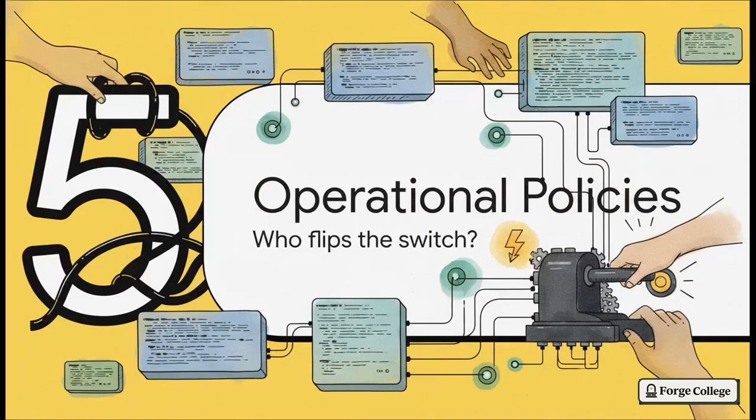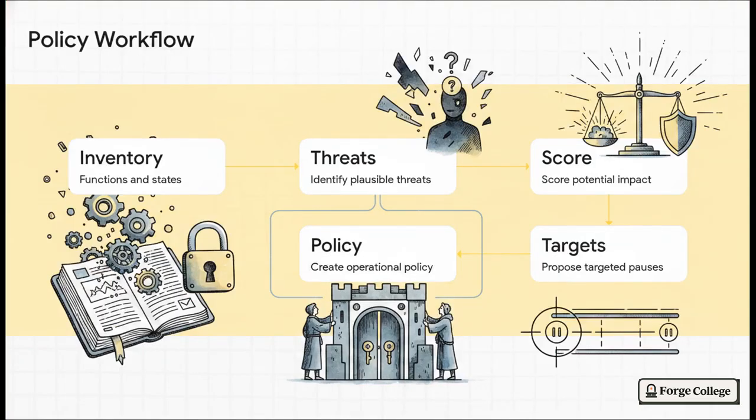Part 5. Designing operational policies. Let's see who actually gets to flip these switches. Now, having precise modular switches is totally useless if nobody knows who's authorized to flip them, or if the process requires a 48-hour DAO vote while the protocol is bleeding out. You can build a bulletproof operational policy with this 5-step workflow.